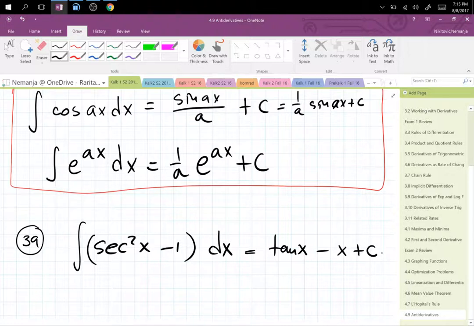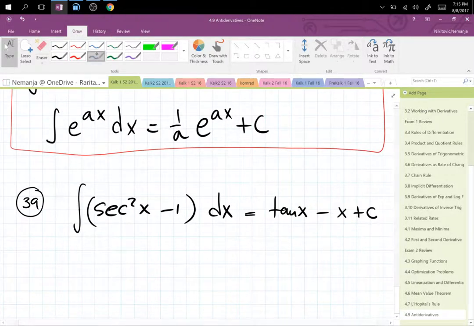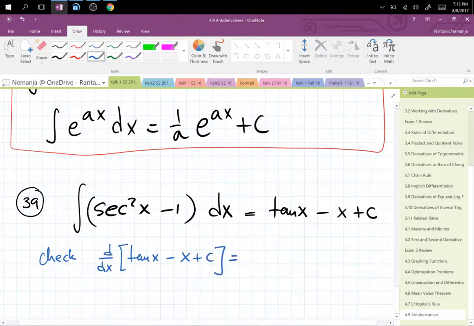But as soon as I started integrals and I learned that they're opposites, for me, immediately, let's just check. Every single problem that I would integrate, I just run a little check on the side. The derivative of tangent x minus x plus c. What is the derivative of that? The derivative of tangent x is secant squared x. The derivative of minus x is minus 1. And the derivative of plus c is plus 0. I don't need that.